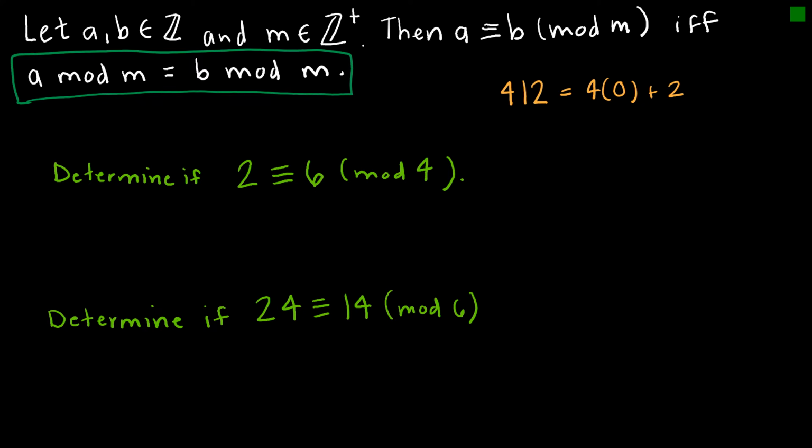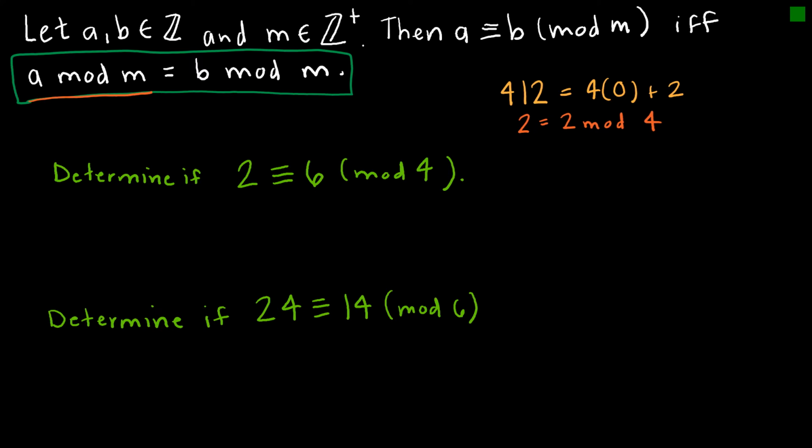And then if I were going to write that in terms of r, which is the remainder, r is equal to 2 mod 4. So notice what I'm building up to here: a mod m. I'm saying 2 is equal to 2 mod 4.